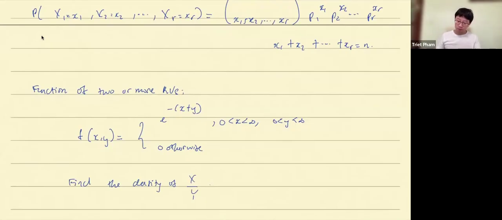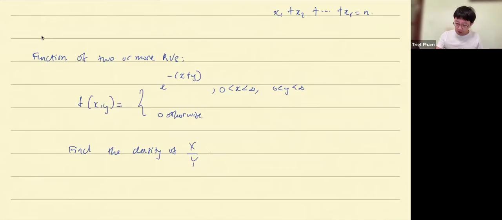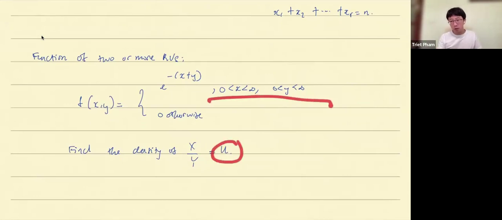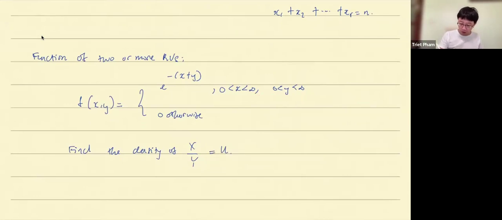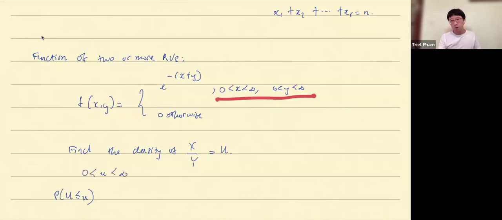So what do we do? Well, first let's give it a name. Let's call it u. It's clearly a continuous random variable, because x and y are continuous. So let's start with the CDF of u. Actually, first of all, let's start with the support of u. u should take values from where to where? It should take values from 0 to infinity, because x and y take values from 0 to infinity.